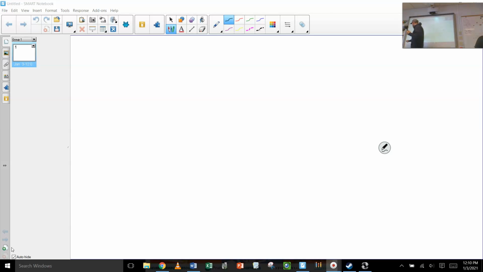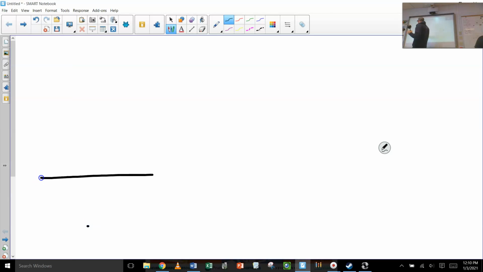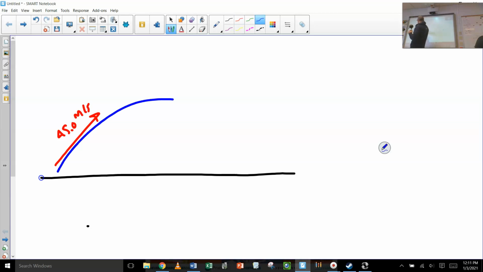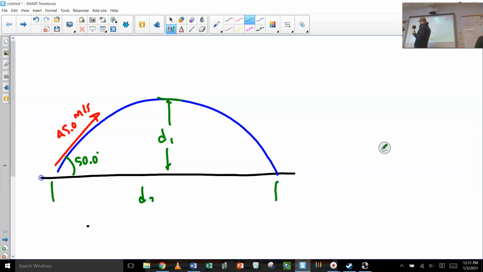So let's make a picture, first of all. So here's my level ground. I'm going to launch this thing at a speed of 45 meters per second, and the trajectory that it follows is kind of this parabola right here. I'm launching at an angle of 50 degrees. And how high does it go? Number 1, it wants to know this distance right here. How high does it go? And then it wants to know how far does it go. We'll call that distance number 2.